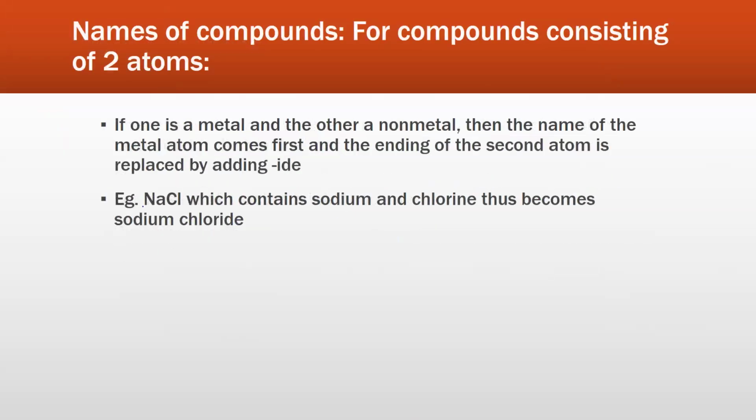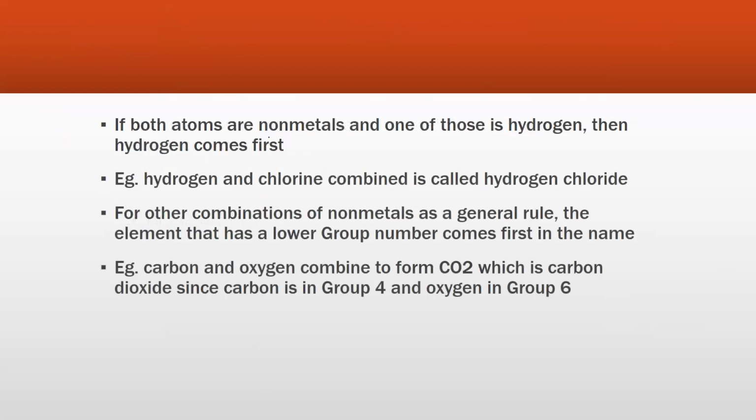ठीक है, for example, NaCl है, उसके अंदर क्या है? It contains sodium and chlorine and it becomes sodium chloride. What if both atoms are non-metals? One of those is hydrogen, then hydrogen would come first.